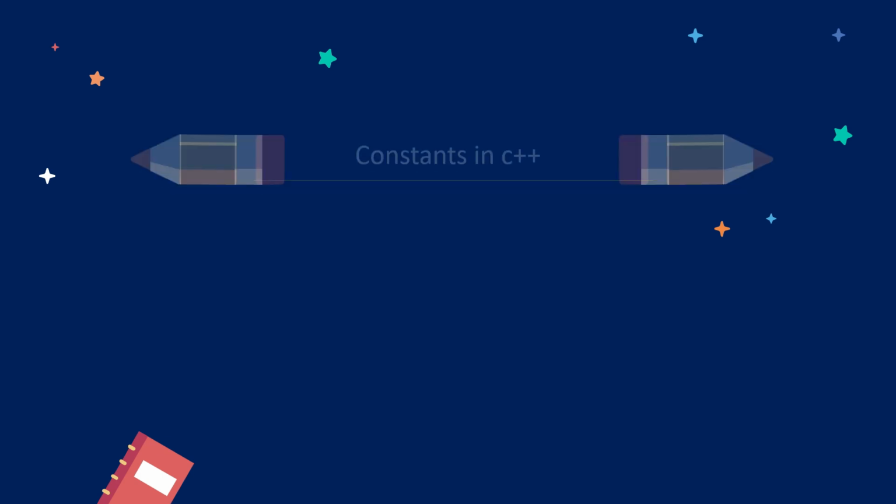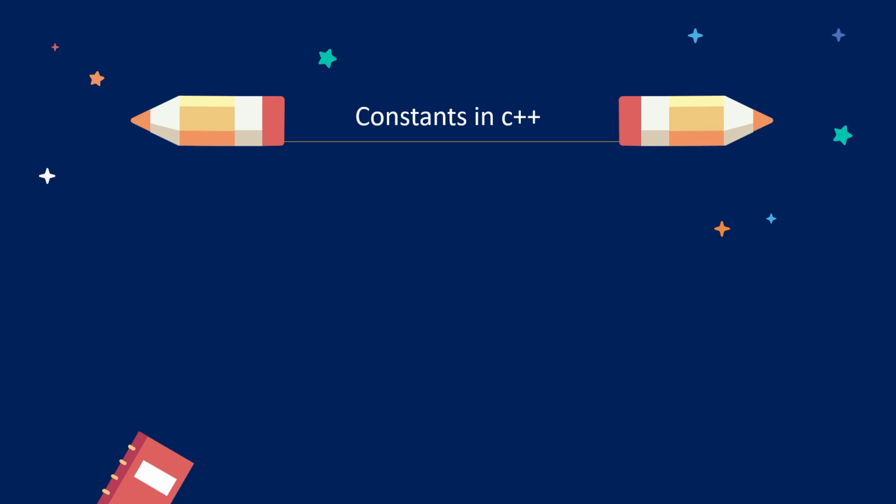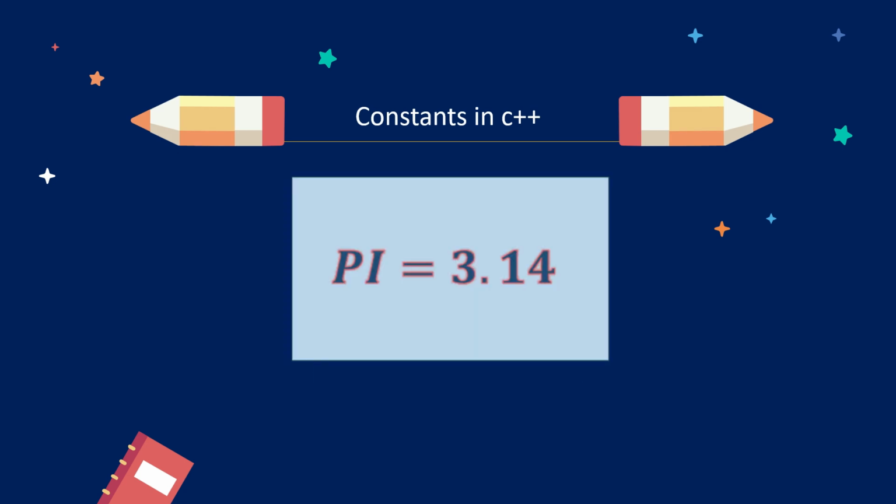Today we'll learn about constants in C++. The best real-time example of constants is the value of pi. Pi is equal to 3.14. It's globally declared and accepted. Do we need to calculate the value of pi? No, we don't have to calculate. We can just use this value whenever we need in our calculations.